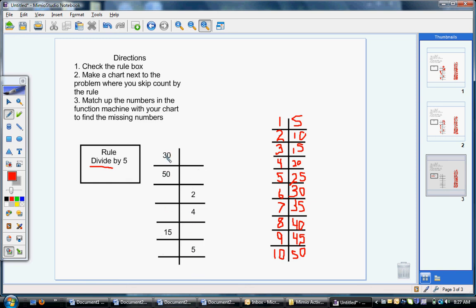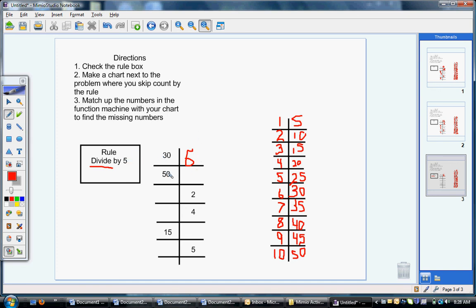So I'm looking for the 30. I'm thinking 30 divided by 5. What matches up with 30 on this chart? Well, here's the 30. You can see that it matches up with 6, because 6 times 5 equals 30, or 30 divided by 5 equals 6.